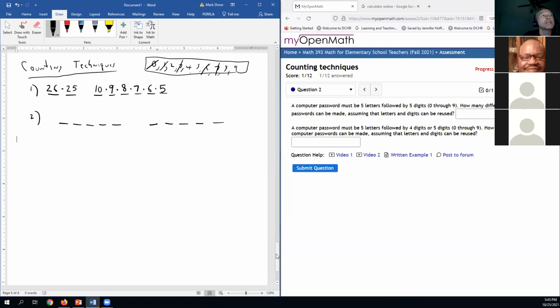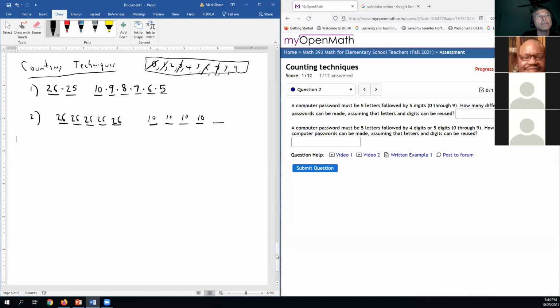So for the letters, if the first one's an A, guess what? You can do it again. So you get 26 choices for the 26 letters all the way across. It's okay if your password is A, B, A, B, A, or A, all the way across. So you have 26 choices. Same way with the digits. Your numbers here could be a 1, 2, 1, 2, 1, whatever. So you can use any of the 10 digits all the way across.